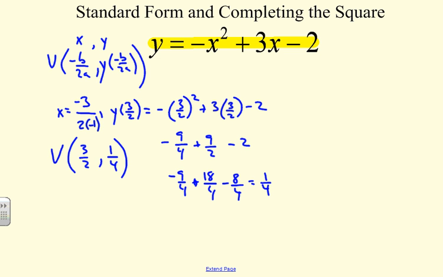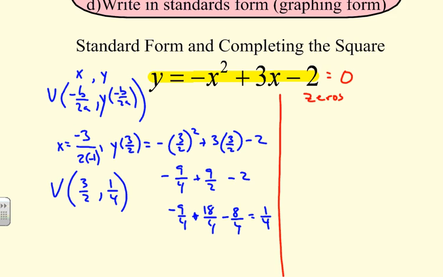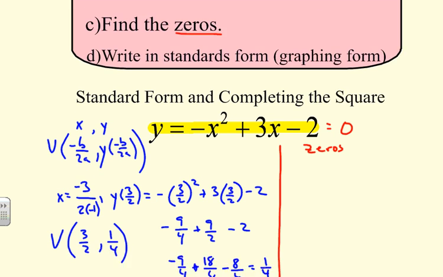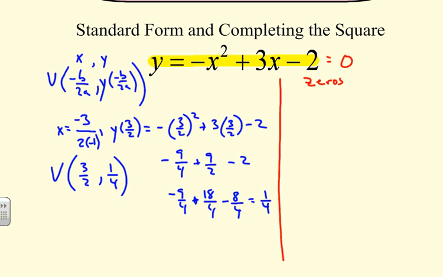Another common way, when you're given it in standard form, is that a lot of times you can find the zeros first, because that's one of the things we also want to do. To find the zeros, we set y equal to 0, or the equation equal to 0. Zeros are known as the x-intercepts. So when you find the x-intercepts, you actually find the zeros of the function.